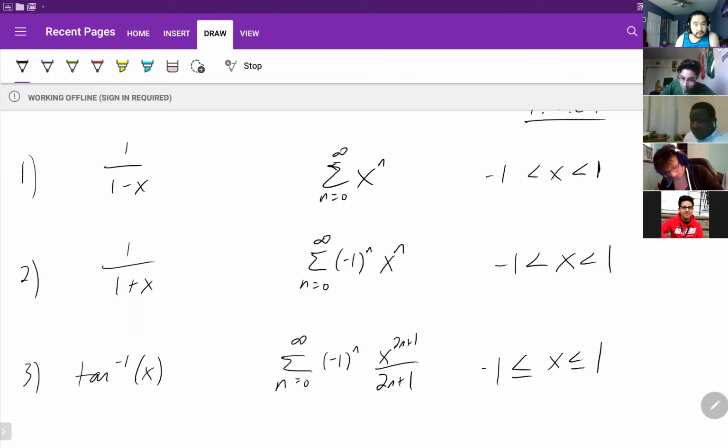Can I scroll down, or are you guys still copying? You can scroll down.